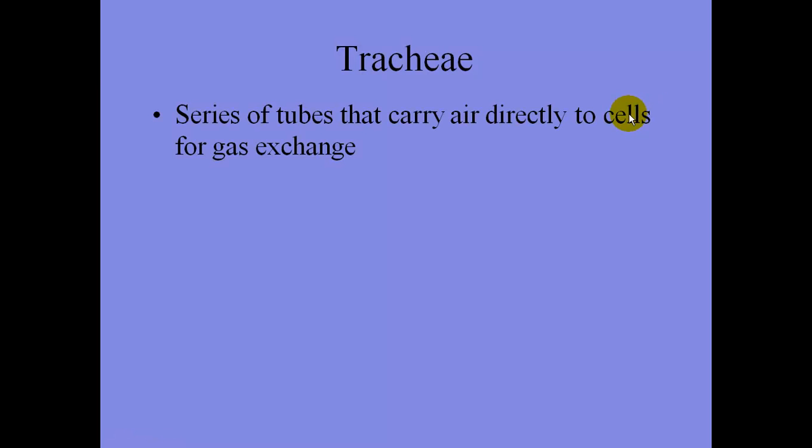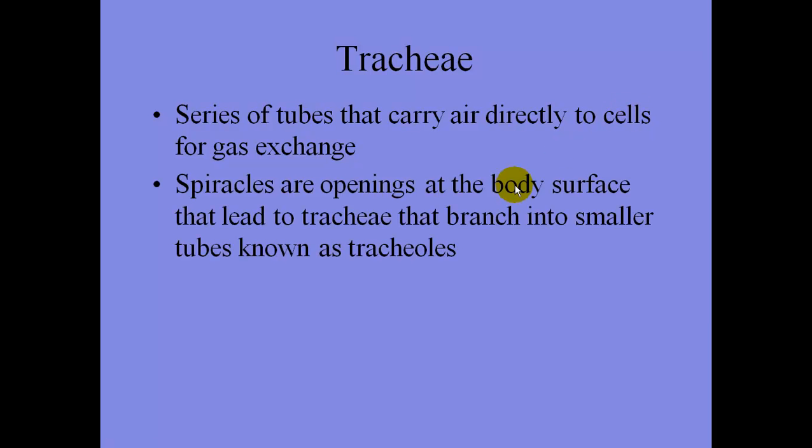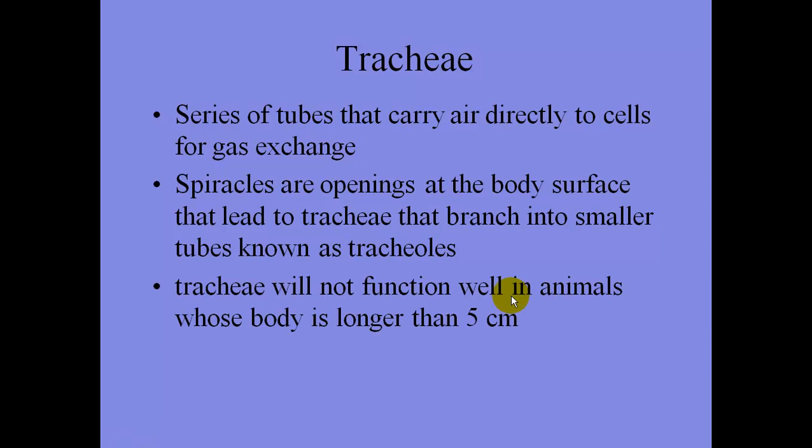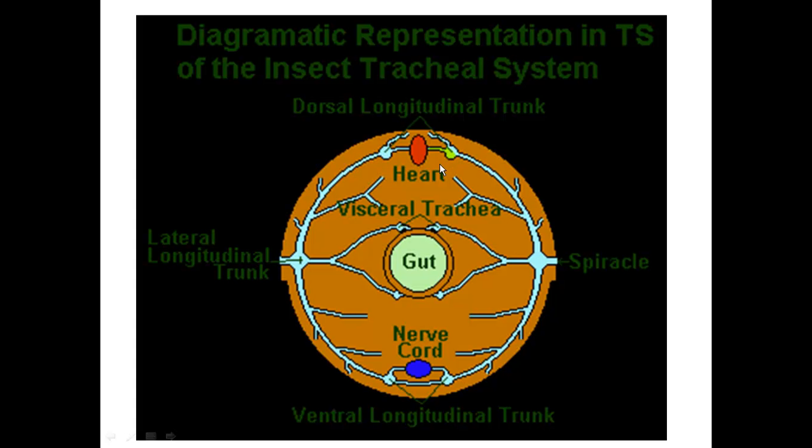Trachea. Trachea is a series of tubes that carry air directly to cells for gas exchange. The openings that they have to the outside of their body are called spiracles, and they lead to the trachea and they branch into smaller tubes called tracheoles. The trachea will not function well in animals who are really long. An example of an organism that has trachea is the grasshopper.